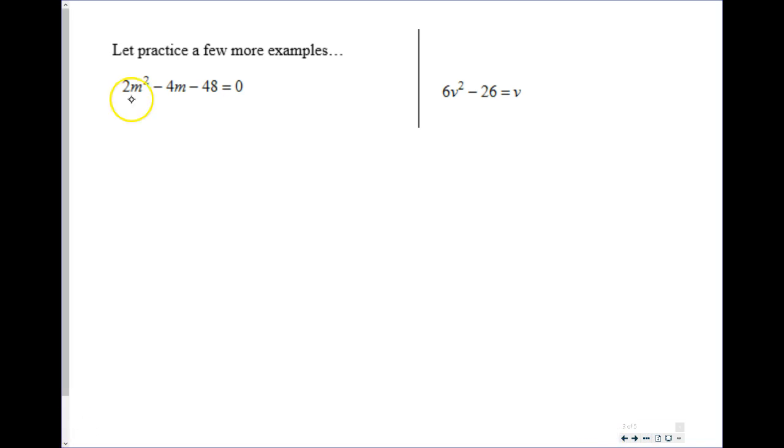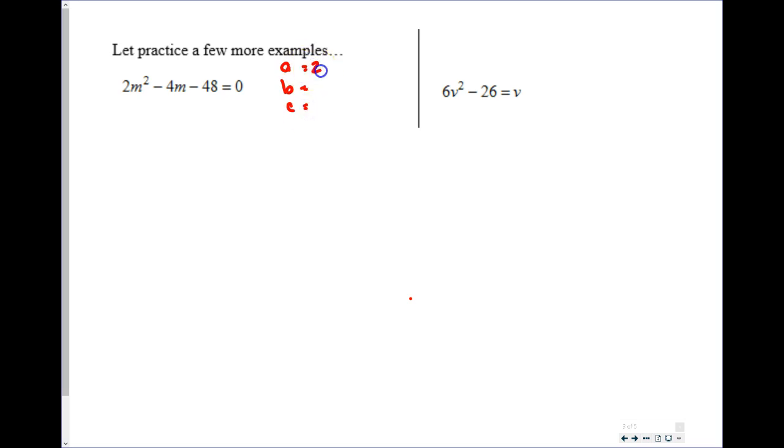So I've got 2m squared minus 4m minus 48. I'm going to use the quadratic formula with this. I know normally when we saw this we could multiply 48 by 2 and factor, but we can also solve this with the quadratic formula, okay? So I'm going to go ahead and label A, B, and C.